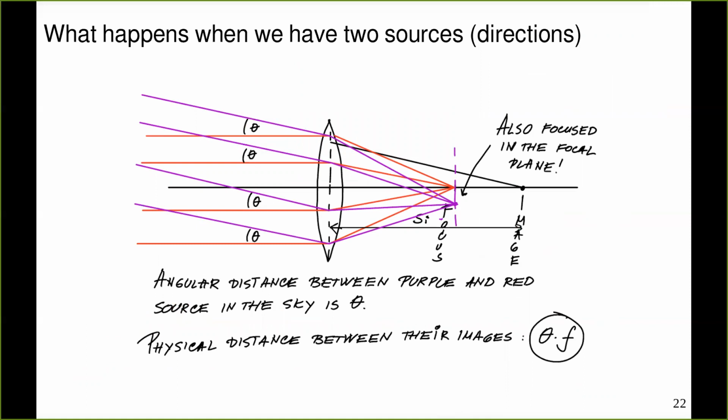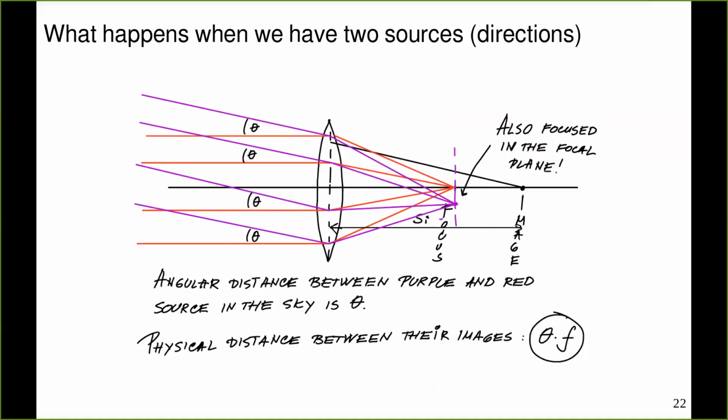So what happens now when we have two sources of light? You maybe remember this sketch from the previous class. We had the situation of two bundles. Here we are talking about geometrical optics. These are two bundles of rays that are encountering the lens from different directions, and they're focused in two different points in the focal plane, right?